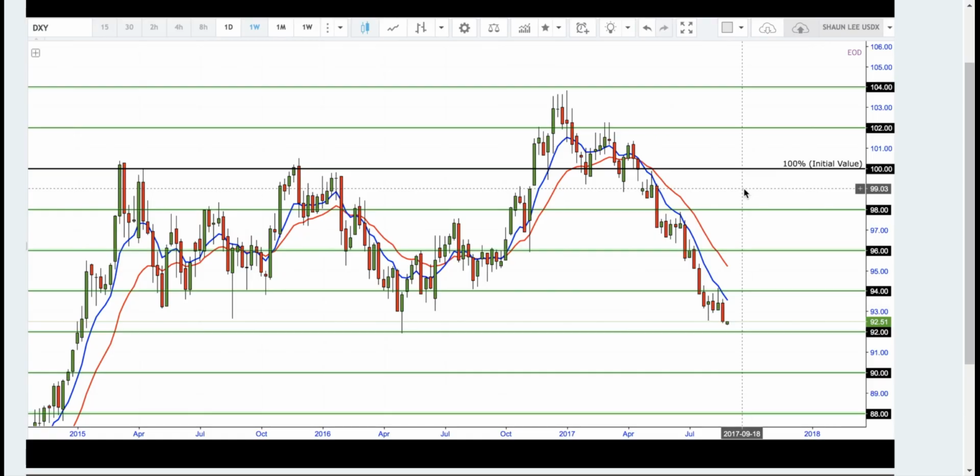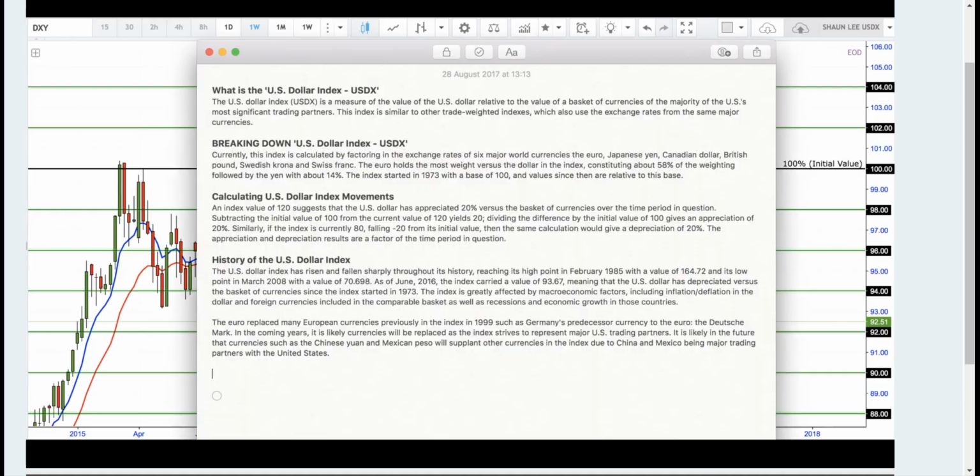Once more, we can actually use all of the technical tools on this chart. I'll go through the main ones that we really want to focus on. So as you can see here, I do have key levels on that. I will get into that afterwards. Firstly, I'm going to pull up a quick breakdown of what the dollar index actually is.